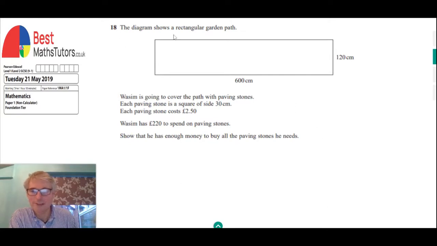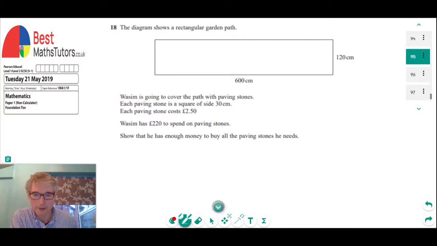So question 18 is a question where we've got a rectangular garden path and Wazim is going to cover the path with paving stones. Each paving stone is a square, side 30 centimetres, and each paving stone costs £2.50. He's got £220, and we've got to work out whether he's got enough money to buy all the paving stones that he needs.